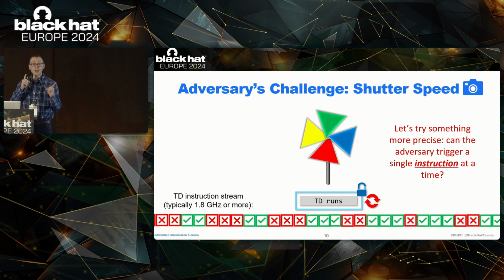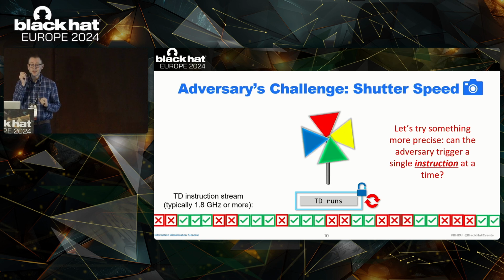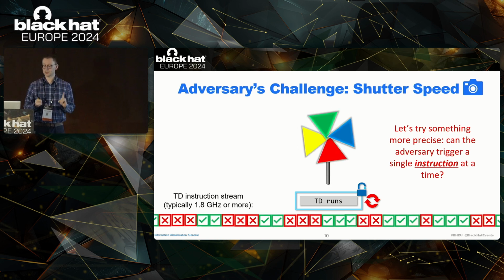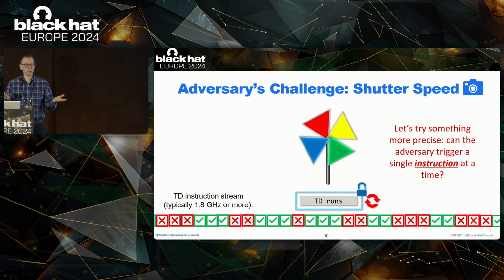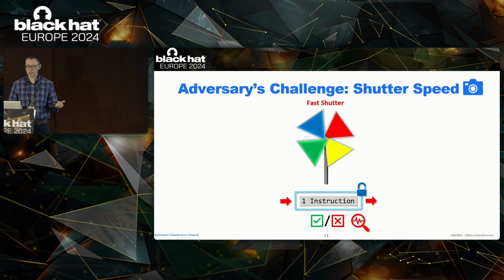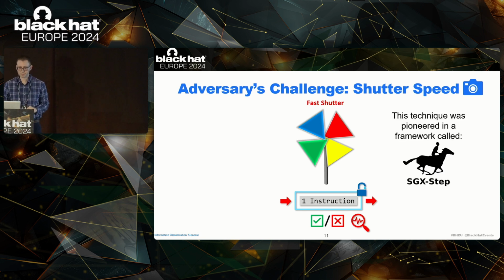But let's try something more precise. Can the adversary trigger just a single instruction at a time, like using a debugger like GDB? If the attacker could do this, then maybe the attacker could step by step observe one instruction at a time. Did the victim do a cat thing, or did it do something else? And in fact, this technique was pioneered and demonstrated in a framework called SGX-Step that established this for Intel SGX, and this was published back in 2016.